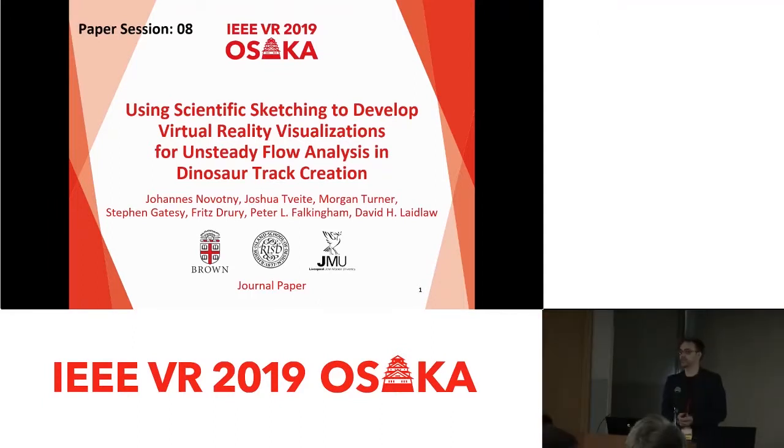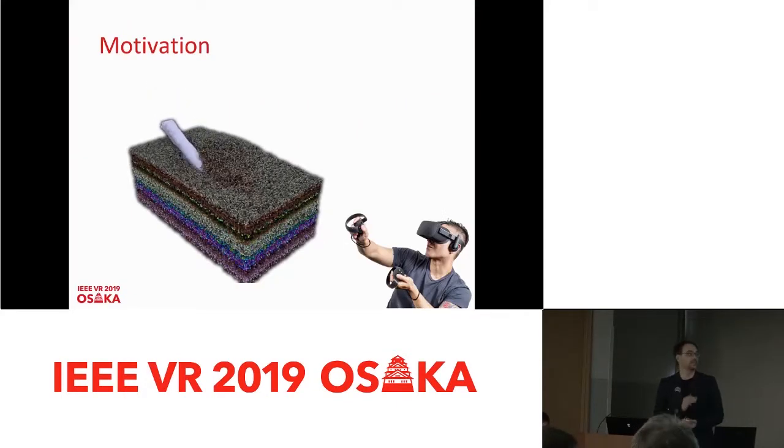All right, so today I'm going to talk to you about a project that has been going on for a couple of years now. It's a collaboration between Brown University, the Rhode Island School of Design, and John Muir University. And it's basically about this.